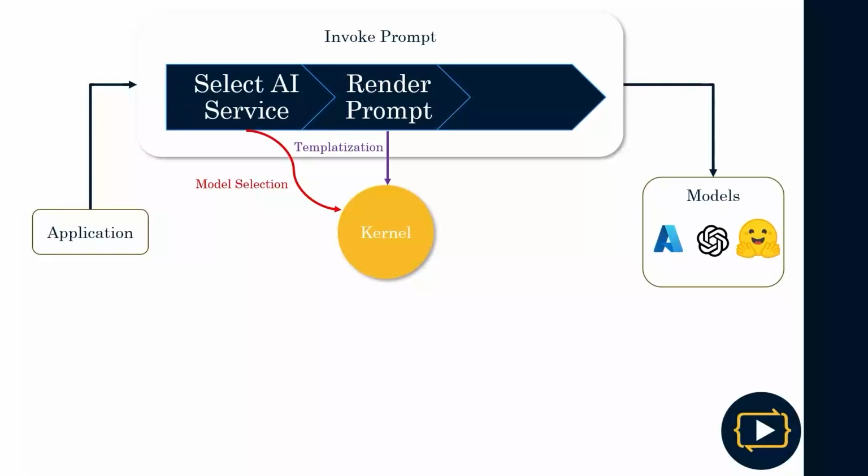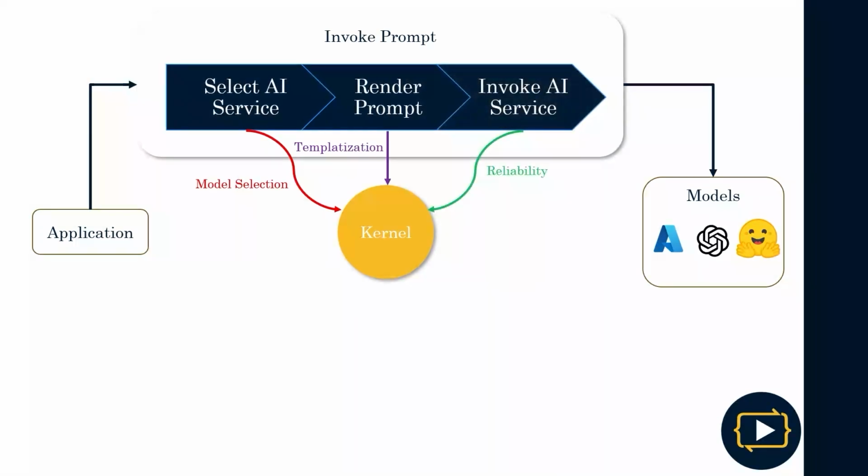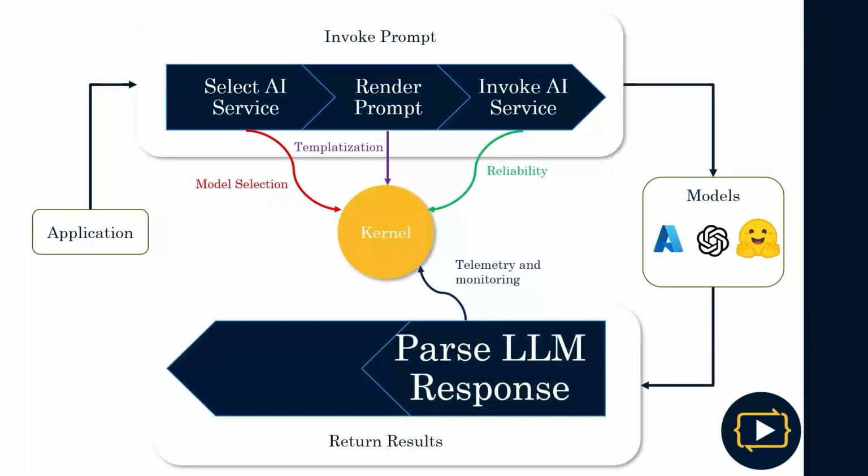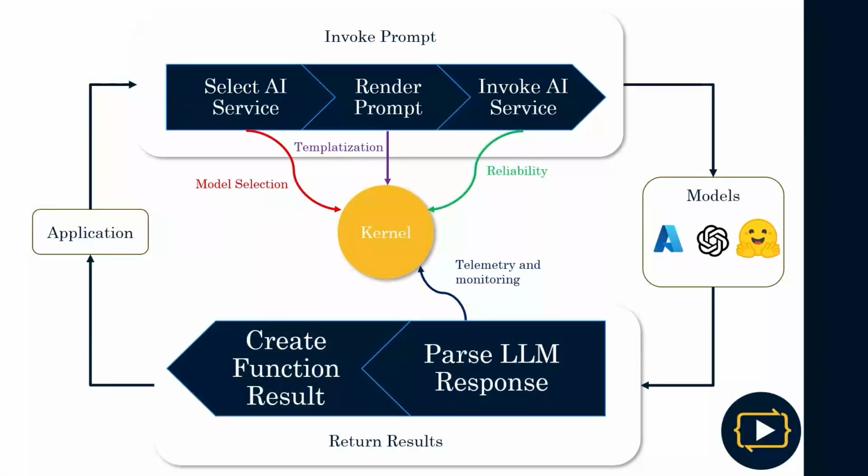Next, the prompt will be constructed using a prompt template, a concept we will explore further in the course. The final prompt will be sent to the AI service, which will use a language model, or LLM, to generate the requested response. The generated response will then be returned to the kernel, where it will be processed and prepared for delivery. Finally, the result will be returned to your application, ready to be displayed to users.